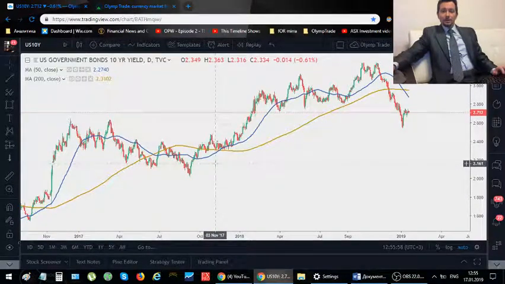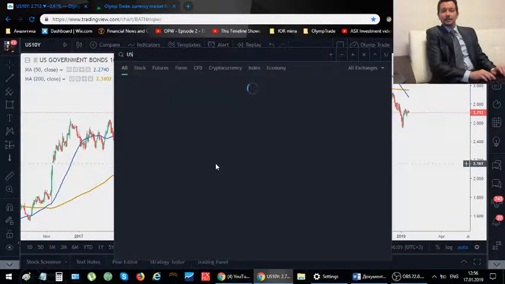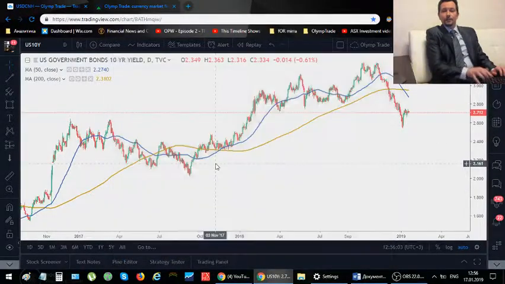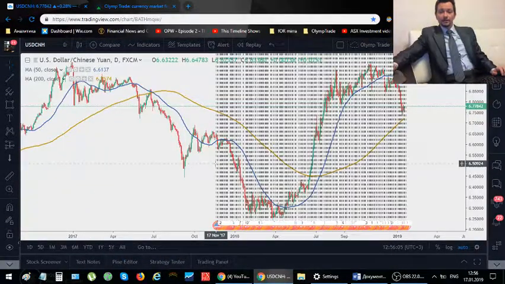Now, I wanted to talk about the trade wars in a little bit more detail. Let's take a look at the graph. US dollar, Chinese yuan.